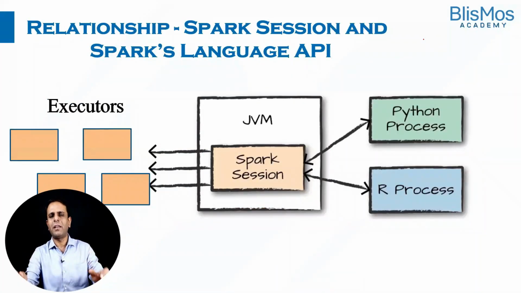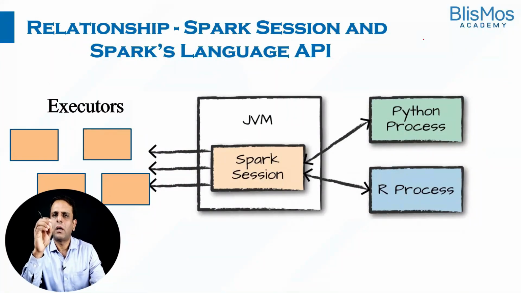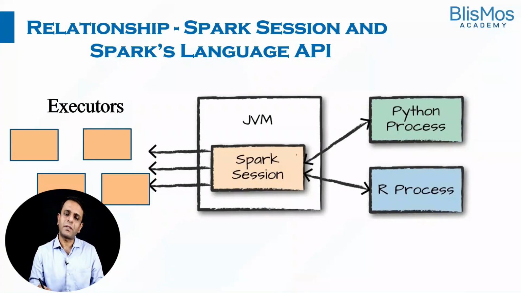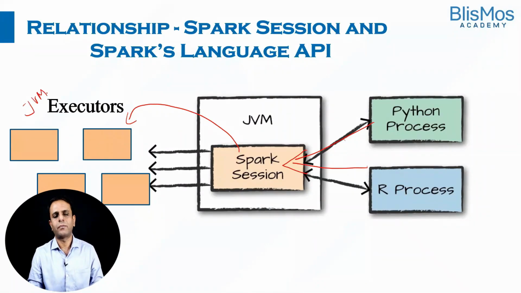What is happening really is, when you write code in Python or R, you are not directly touching the JVMs, as we already discussed, because Python and R are not JVM-based languages. Python and R have access to the Spark session. You submit the code written in Python or R, and it goes through the Spark session. Spark converts this code into Spark code, which is run on the JVMs in the executors.